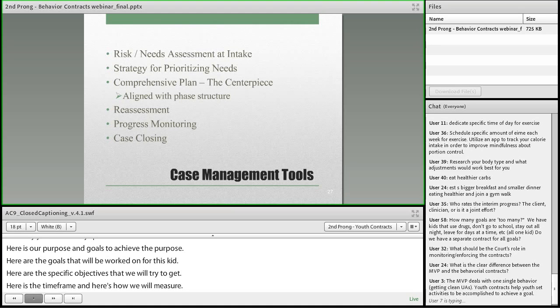And one of the confusions we get from a lot of people is, well, are we going to do the case plan, or are we going to do the phase system? I don't really see any. I don't think that they're mutually exclusive.